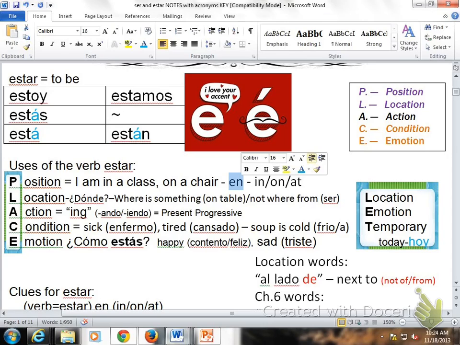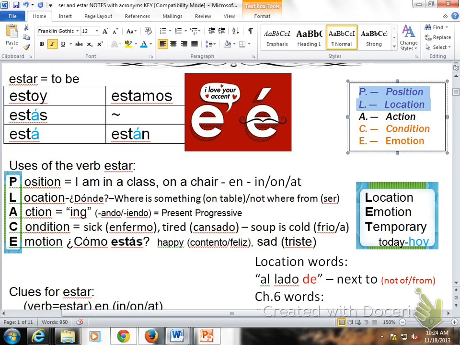Location, yeah. So it'll always be the verb estar. Okay, so position and location to me are very, very similar. That's why, instead of PLACE, I like to use LAT, because position and location are very similar, so I use those two with just the L here.